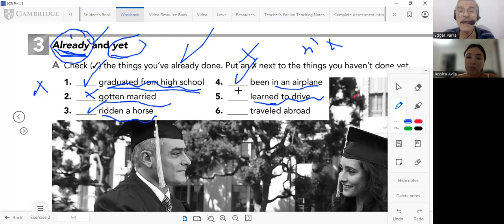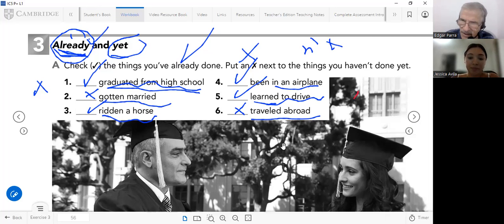Okay, what do you say for the last one? Haven't traveled abroad. What do you use? Yet or already? Yet. So it is negative, right? So you say, I haven't traveled abroad yet. Remember that yet is at the end of the sentence and already is in the middle between have and the past participle of the verb. You understand this? ¿Lo entendiste? ¿Está claro? Sí, profe, entendí. Recuérdate de ese detallito, ¿eh?